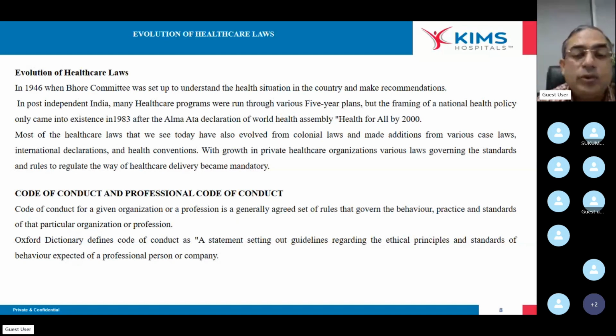Read the line: with growth in private healthcare organizations, various laws governing the standards and rules to regulate the way of healthcare delivery became mandatory. Okay, so it is the growth of the healthcare sector, private or public, that has made the governing of healthcare rules mandatory and the healthcare system mandatory.